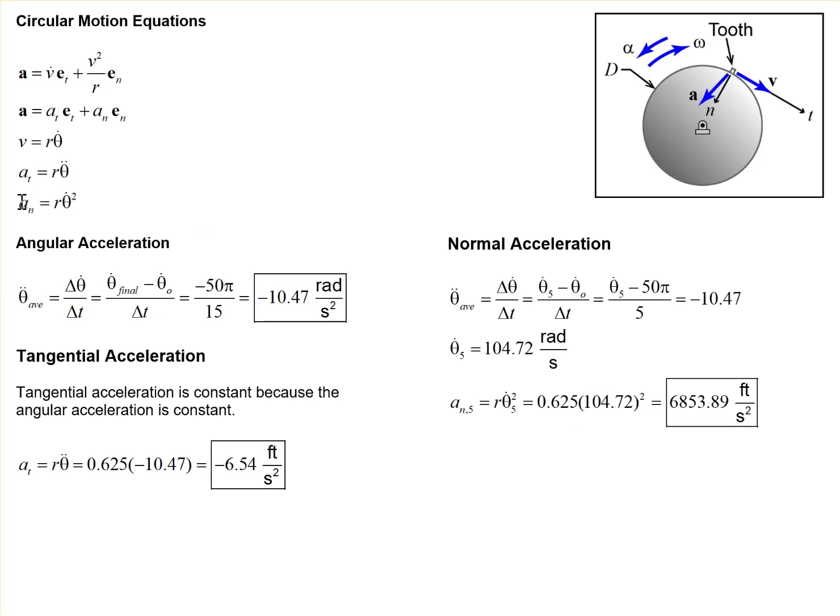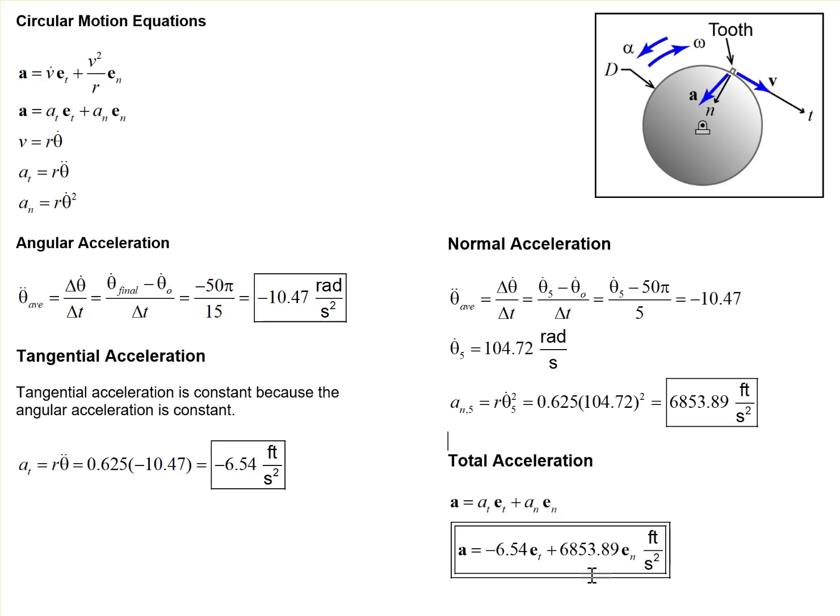The normal acceleration is R theta dot squared, so we need theta dot to do that. Again, we can use the average acceleration equation, but instead of putting final in there, we put theta dot at 5 seconds. So we get that the angular speed at 5 seconds is 104.72 radians per second, right? All right, so now we can plug that into the normal acceleration equation and get a value. With the normal and tangential acceleration, we have the total acceleration.